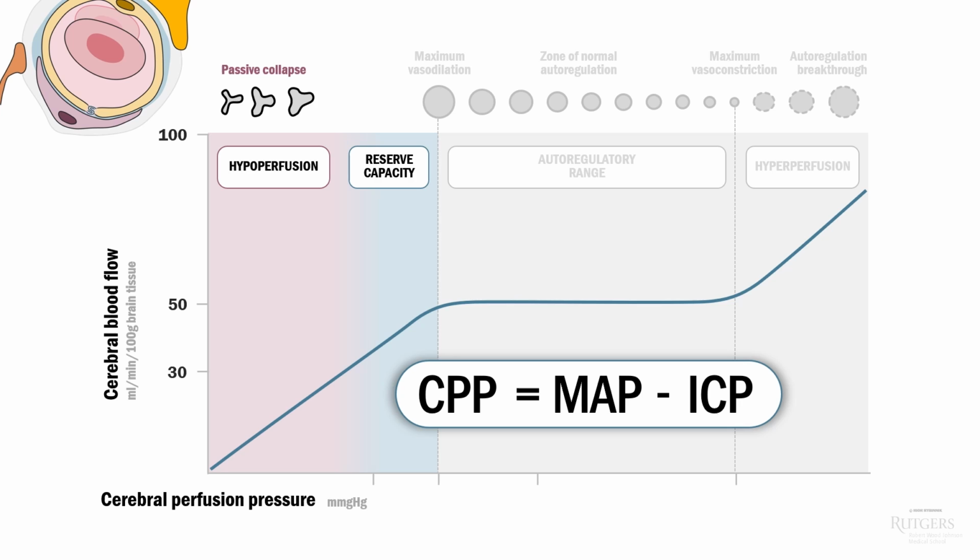If the normal ICP is approximately 5 to 15 millimeters mercury, and the normal mean arterial pressure in an adult is approximately 65 to 95 millimeters mercury, then the normal cerebral perfusion pressure is approximately 60 to 80. Of course, there's really no such thing as an average patient, and the optimal cerebral perfusion pressure is individual to each patient and each situation.